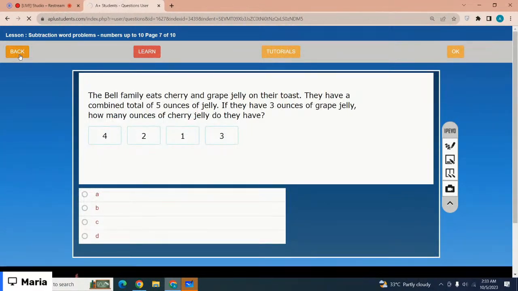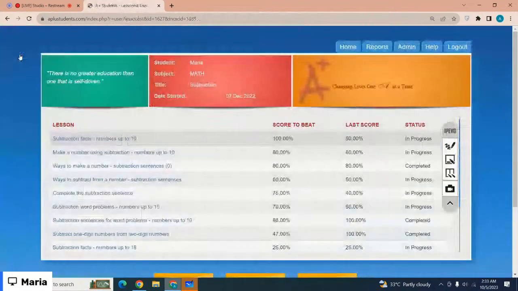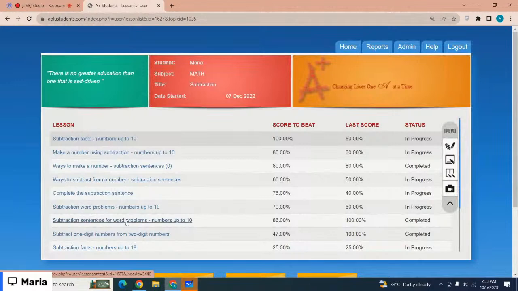The next one is again the word problem, subtraction sentences for word problems. So let's just do a quick review on the word problems.